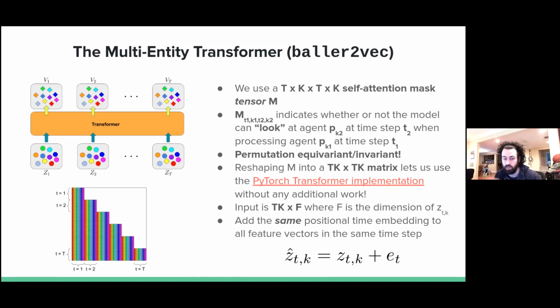And then the actual input to our transformer is going to be a TK by F matrix, where F is the dimension of our input feature vectors. Again, that's 512. One way to include the positional encoding is to add the same positional time embedding to all the feature vectors at a specific time step. So all the feature vectors at time step T2 get the same time embedding for time step T2 added to them.